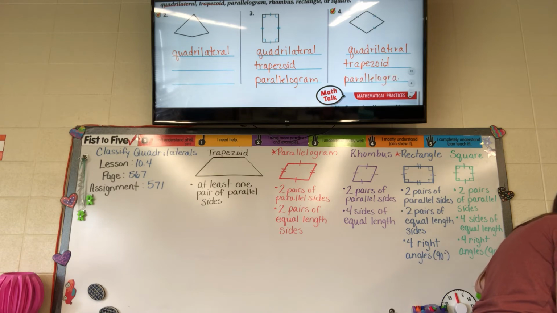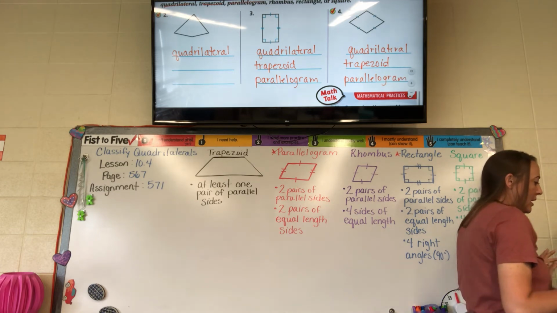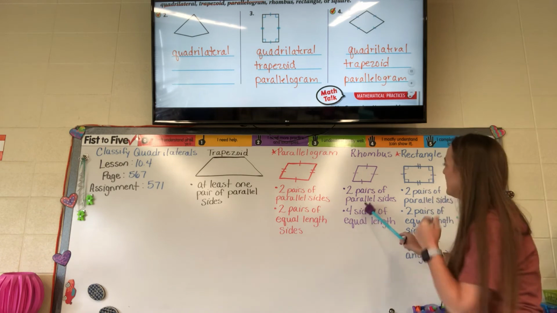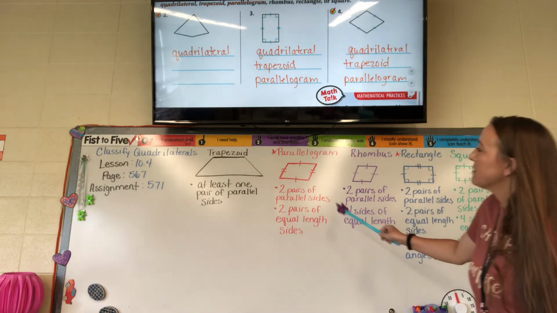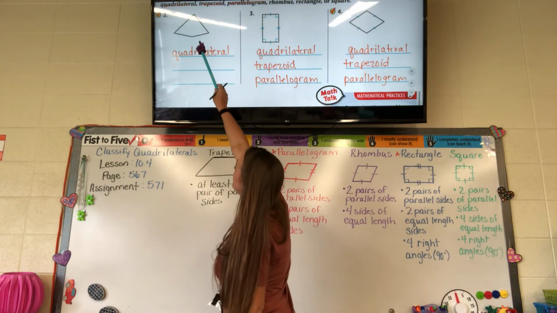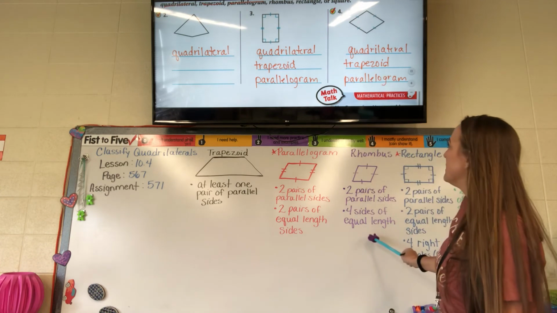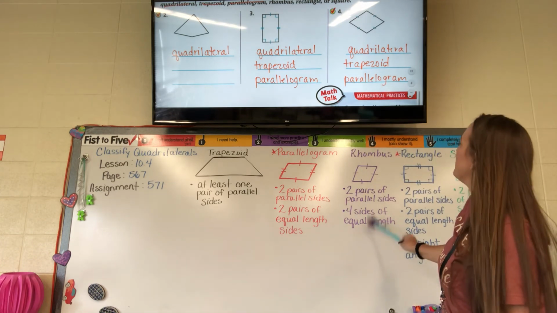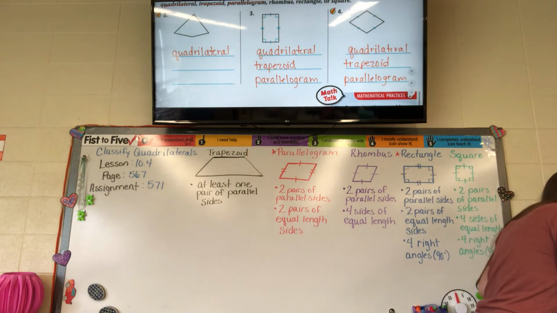Okay. And then we want to know about rhombus. The definition of a rhombus: 2 pairs of parallel sides, 4 sides that are the same length. Well, this guy's not a rhombus. This guy's not a rhombus because all 4 sides are not the same length. But this guy is a rhombus.